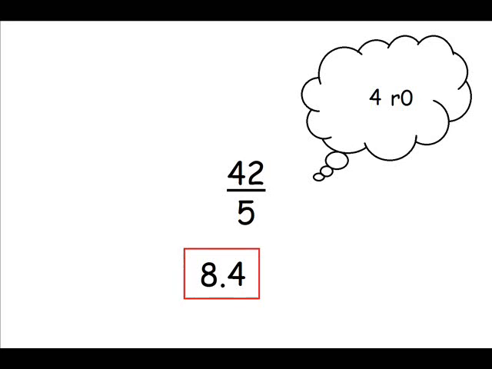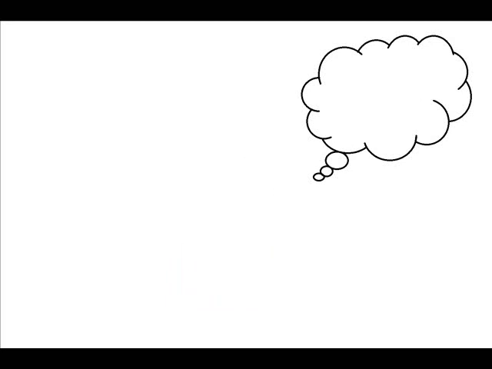But what if we have a problem that doesn't go in quite as easily as 5 and 42? What if we have 43 divided by 7? Well, we follow the same process. How many times does 7 go into 43? Well, we know that 7 times 6 equals 42, which is really close. And so we have the number 6 with the remainder of 1.